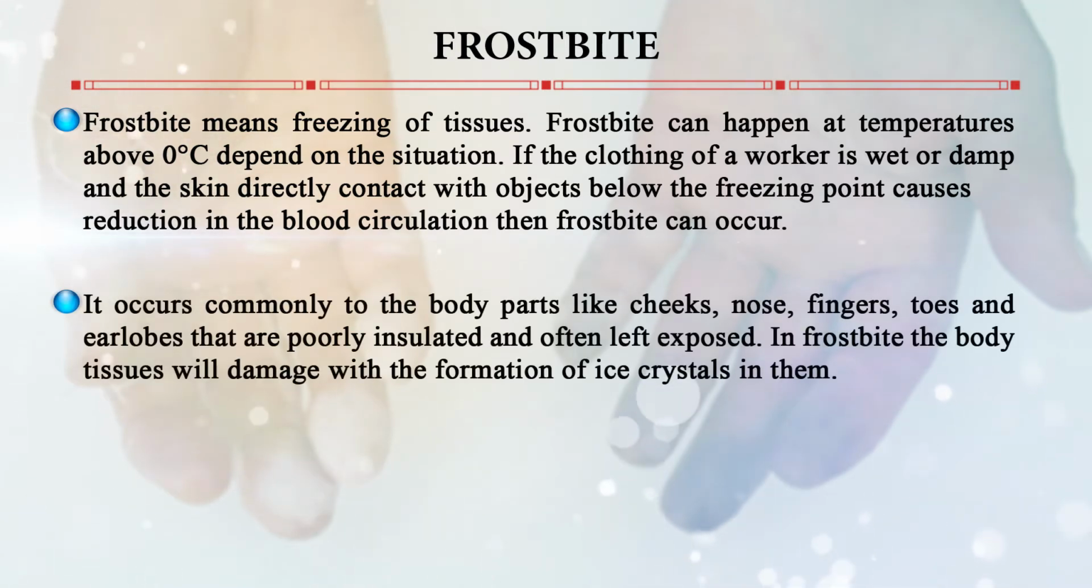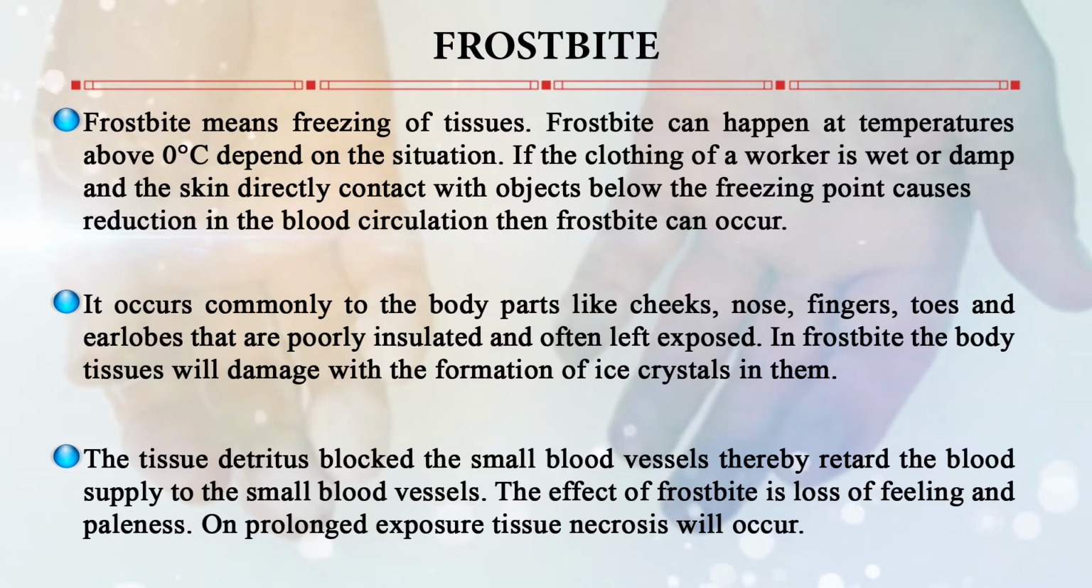It occurs in body parts like cheeks, nose, fingers, toes, and also the ear lobes, which are poorly insulated and sometimes left exposed. In frostbite, the body tissues are damaged by the formation of ice crystals in them. The tissue debris blocks the small blood vessels, and consequently retards the blood supply. The effect of frostbite is loss of feeling or paleness. On prolonged exposure, tissue necrosis will occur.